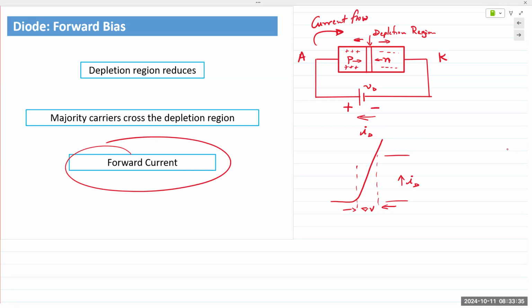When we are writing out equations, we refer to the reverse bias voltages and the reverse bias currents with a negative sign. Otherwise, our equations would never balance out. So we refer to the reverse bias conditions with a negative sign. Okay.